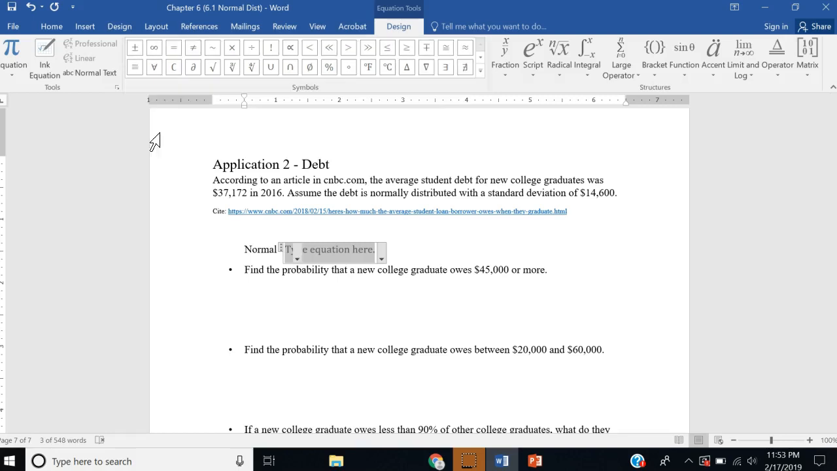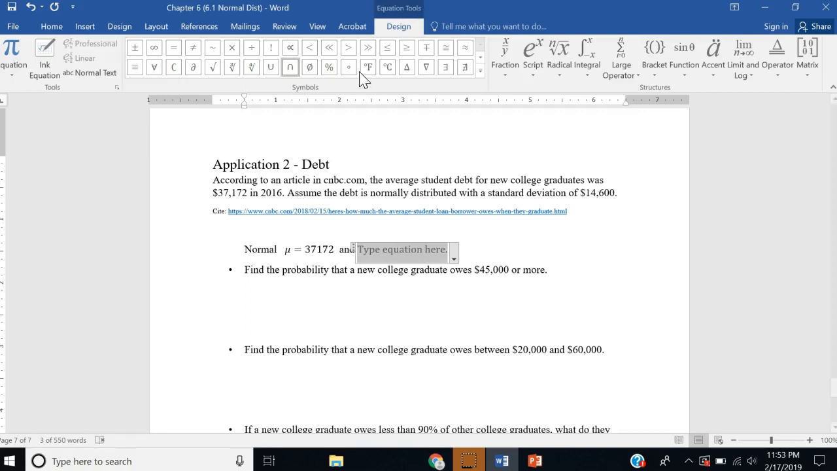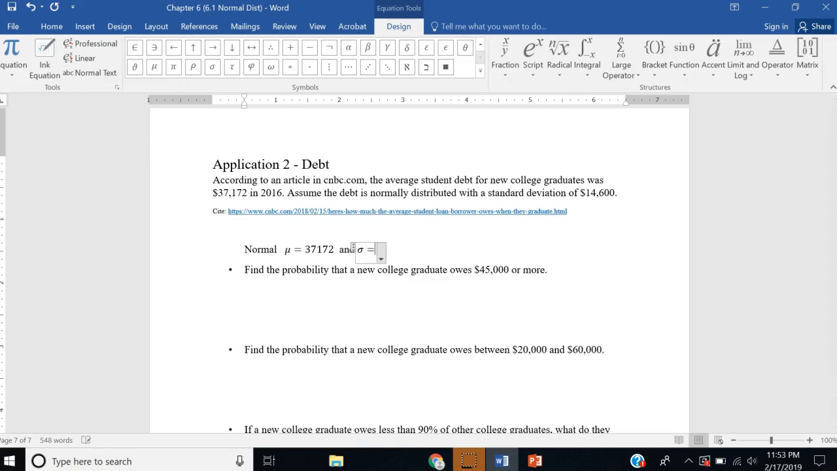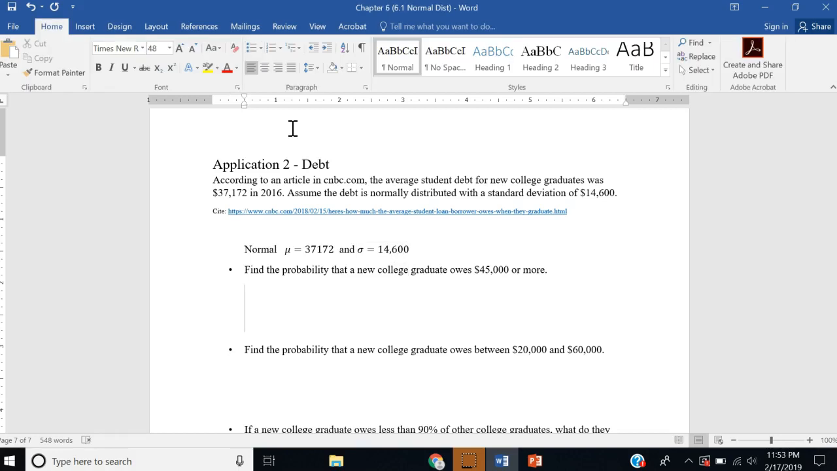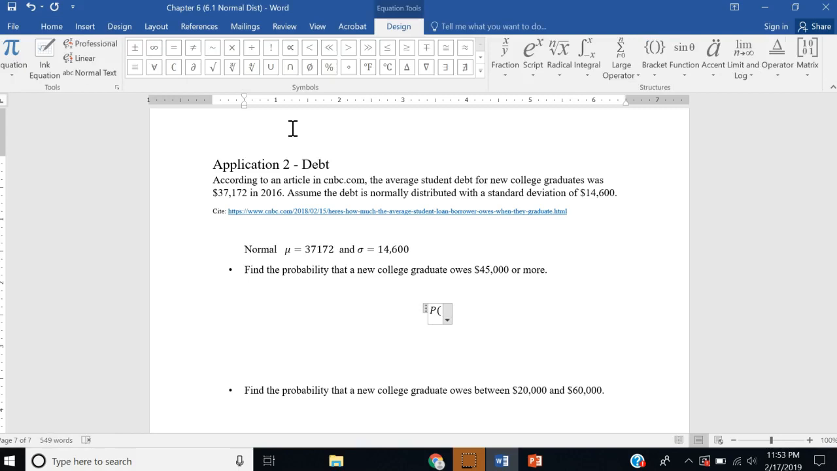So what are we saying? We're saying that the average is equal to 37,172, and the standard deviation we're assuming is 14,600. So first question asked, what's the probability that a college graduate owes $45,000 or more? So what is the probability that the college graduate owes greater than or equal to $45,000?